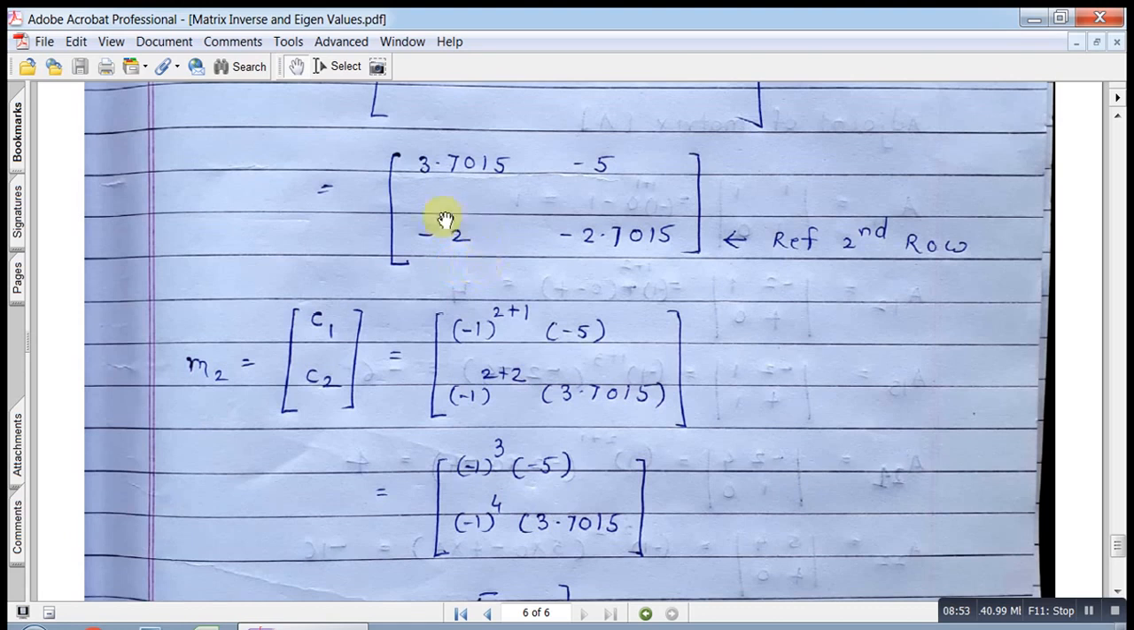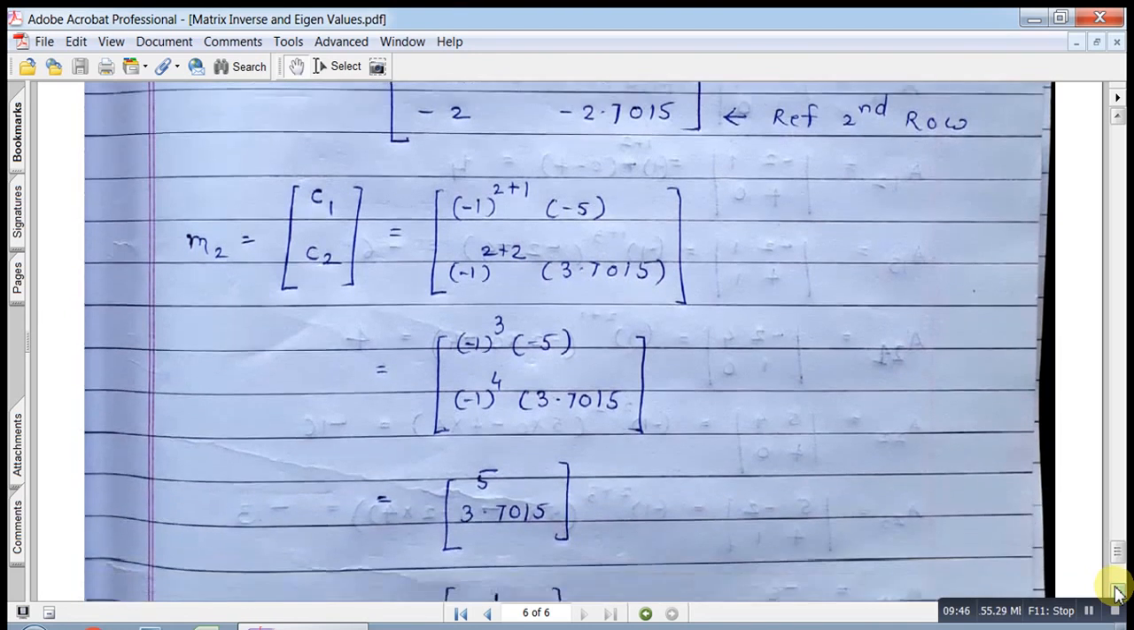Similarly, minus 1 raised to 2 plus 2. Why 2 plus 2? Because I am considering second row, second column. So what will this be? We do not consider the elements above and adjacent to the minus 2.7015. So the remaining will be minus 3.7015. Minus 1 cube will be a minus sign, so minus 1 cube times minus 5, and minus 1 raised to 4 is positive. So minus of minus 5 will be plus 5.